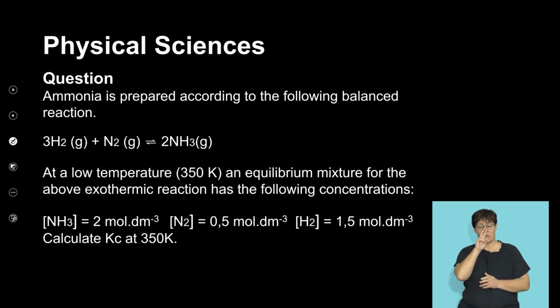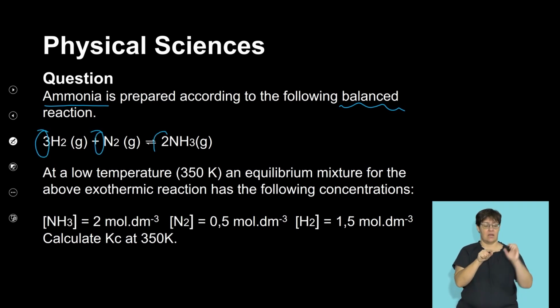I would like us to look at the question. Ammonia, which is NH3, is prepared according to the following balanced equation. Remember, I said it's important to know the balanced equation because we use the coefficients that become exponents in our Kc expression.